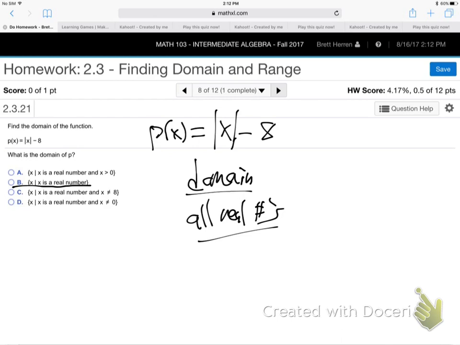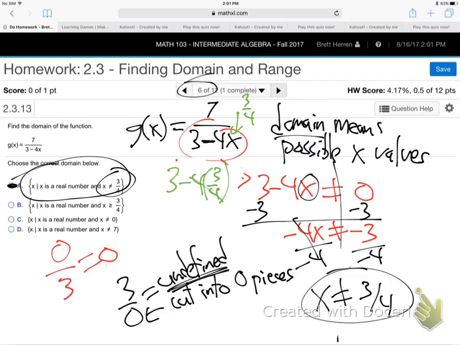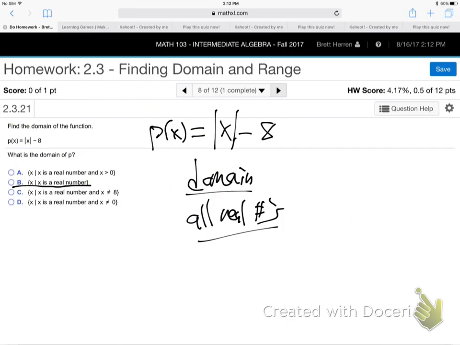Does that make sense? Domain is acceptable inputs. What you're allowed to put in. That's what domain is. What you're allowed to plug in. So you can put anything you want in the microwave, but not tinfoil, right? You can put anything you want into this function. It's got no problems. But over here, this one has an issue. You can't put in 3/4. That's going to cause a problem. Anything else is fine. That's what we're doing. We're just finding out what's in.